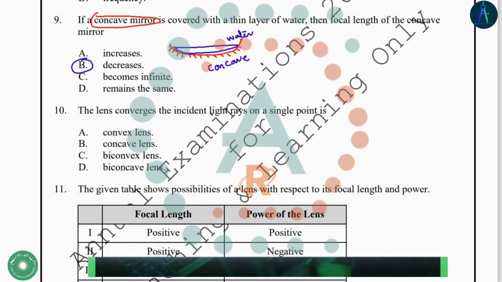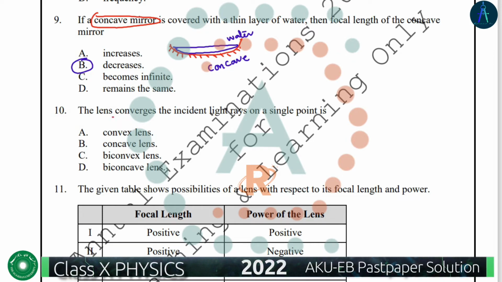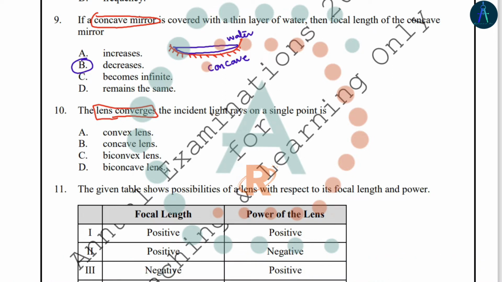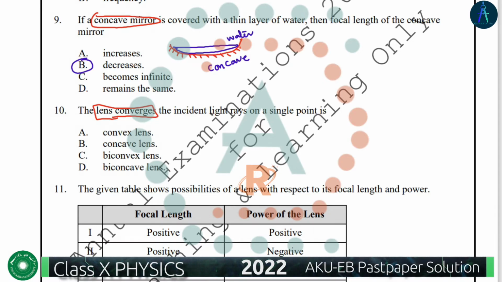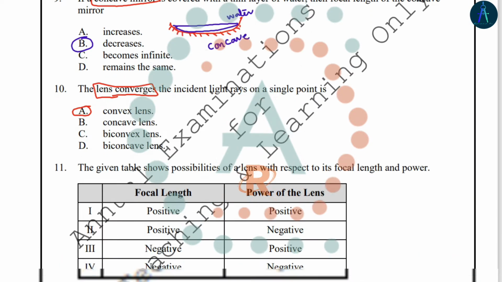The lens known as the converging lens is called a converging lens because when parallel rays of light pass through this lens, all the rays converge at a point on the principal axis known as the principal focus. So the converging lens among all the options is option A, that is the right answer.